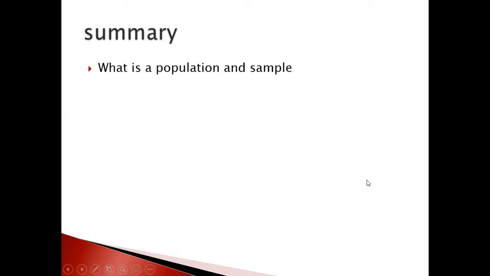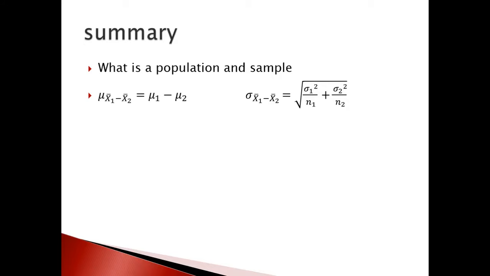Now I'm going to sum up what we have discussed in this section. First, we checked what a population and a sample are. Next, we learned how to calculate the mean of x1 bar minus x2 bar. It is exactly the same as the difference between the two population means, which is mu1 minus mu2. And next, we saw that sigma of x1 bar minus x2 bar is equal to the square root of sigma 1 squared over n1 plus sigma 2 squared over n2.